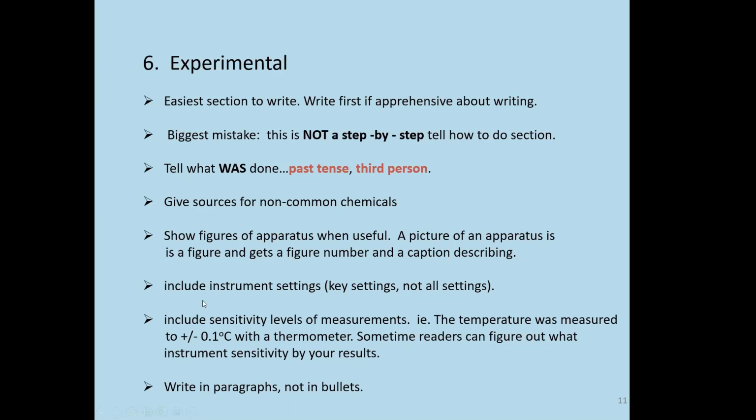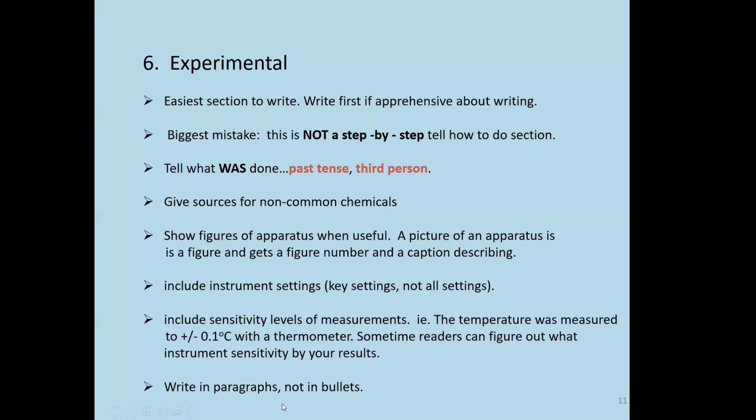You should include the instrument settings, just the key settings, not all settings. One important setting of the instrument is the sensitivity level. In experiment 2, the measurements that we have are two parameters, pressure and temperature. You should state the pressure was measured to ±1 torr, and the temperature was measured to ±0.1 degrees C, something like that. Readers can figure out the instrument sensitivity from your results.